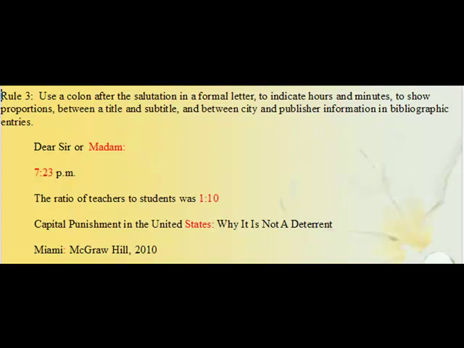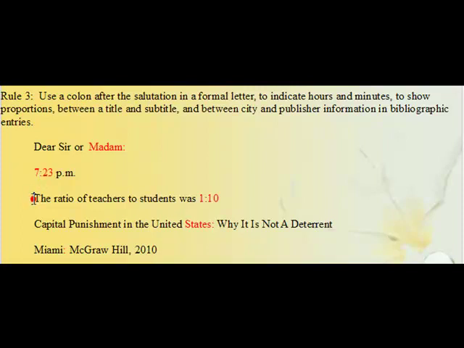Rule 3. Use a colon after the salutation in a formal letter, to indicate hours and minutes, to show proportions, between a title and a subtitle, and between city and publisher information in bibliographic entries. Dear Sir or Madam: notice the colon here. Hours and minutes: 7:23 p.m., notice the colon right there.